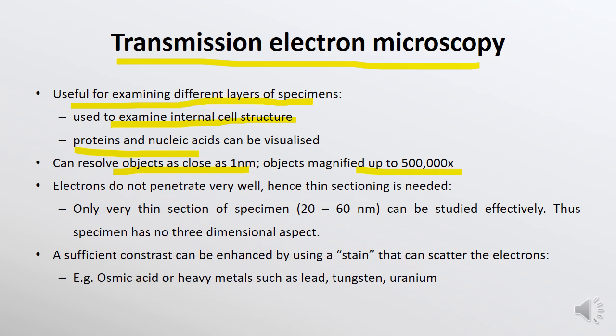As we know, electrons cannot penetrate very well, therefore thin sectioning is needed. So usually what we do is take the bacteria, dry them, and embed them in a resin, and then the resin is sliced into thin layers, about 20 to 60 nanometers. After that, the sliced layer is stained to get better contrast using osmic acid or heavy metals such as lead, tungsten and uranium.